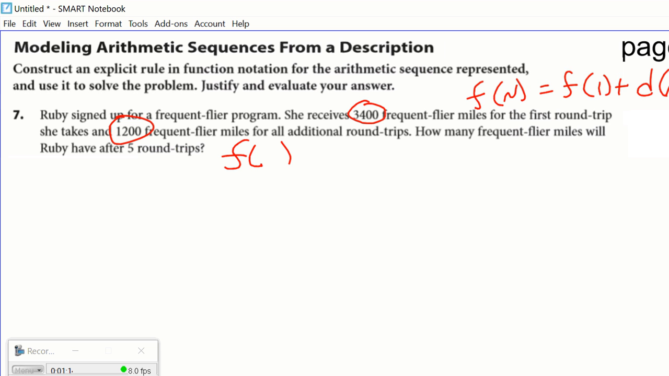So we got f of n that's equal to the first term, 3,400, plus the common difference, 1,200, and we're going to multiply that times n minus 1, and that's our formula.